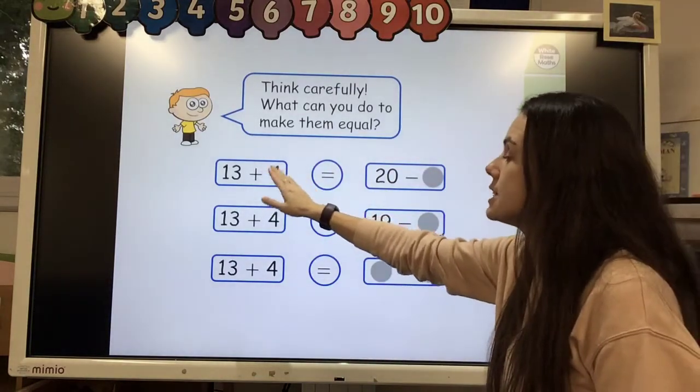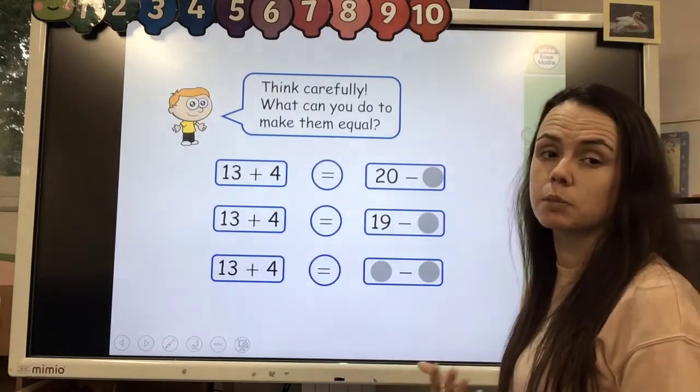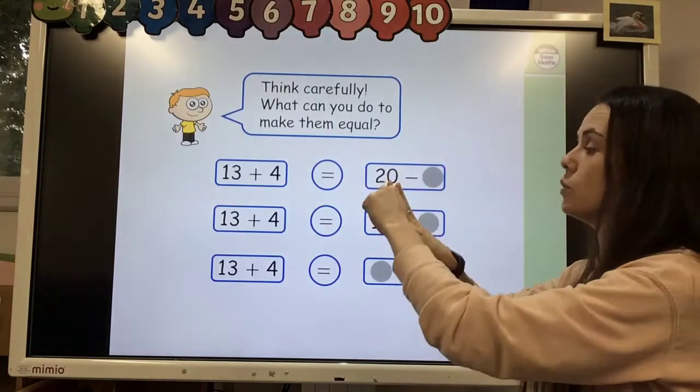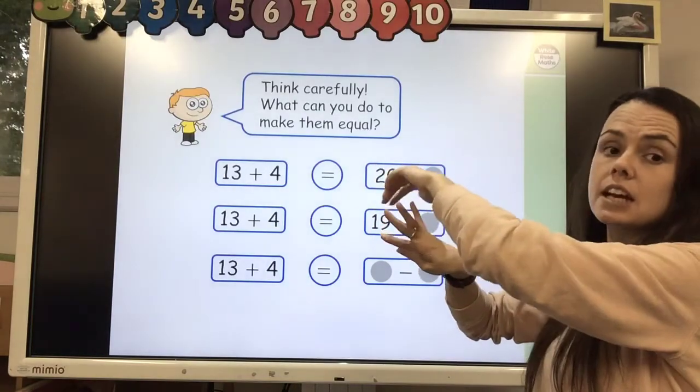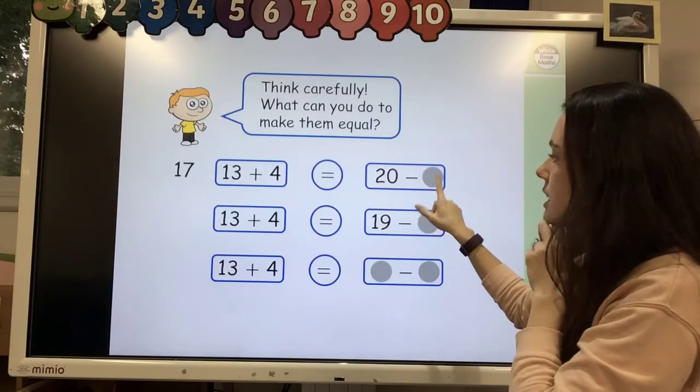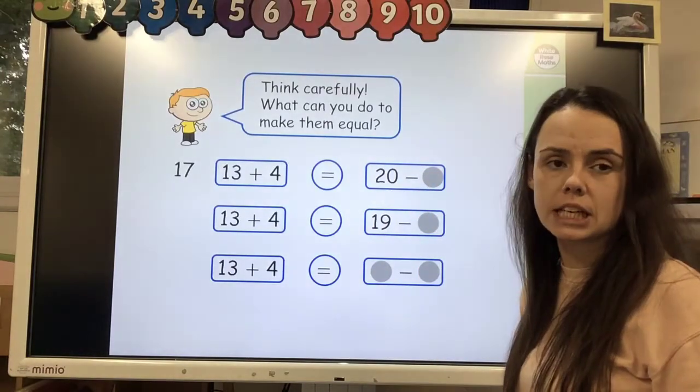So 13 plus 4. What's 13 plus 4? 13 in our head, hold up 4 fingers. 13, 14, 15, 16, 17. Let's put 17 up. And this side needs to also be 17.